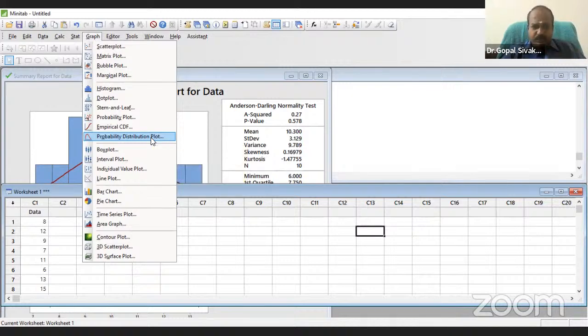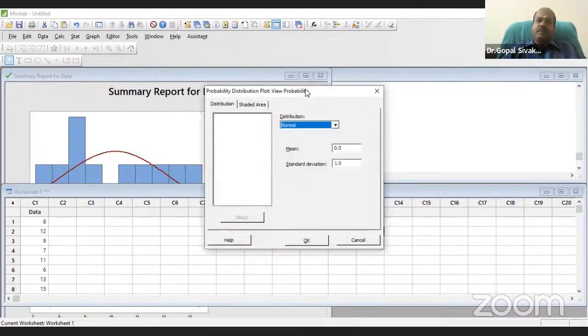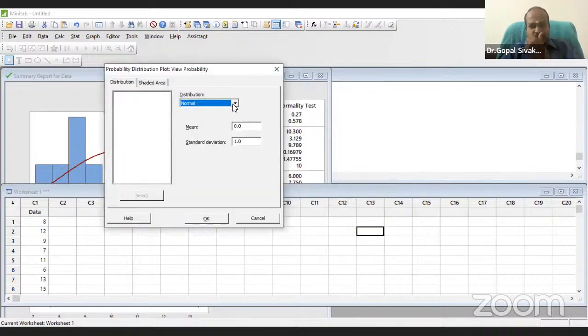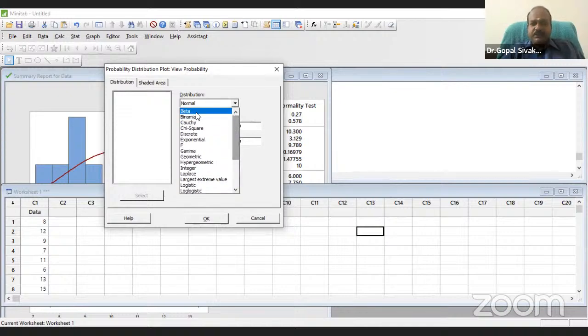Let us see how we can use this, right? Probability distribution plot. The last one, view probability. Okay. Now what distribution do you want to see? You see here so many distributions, can you see? Beta distribution, binomial distribution, Cauchy distribution, chi-square distribution, discrete distribution, exponential, F distribution, gamma, geometric.